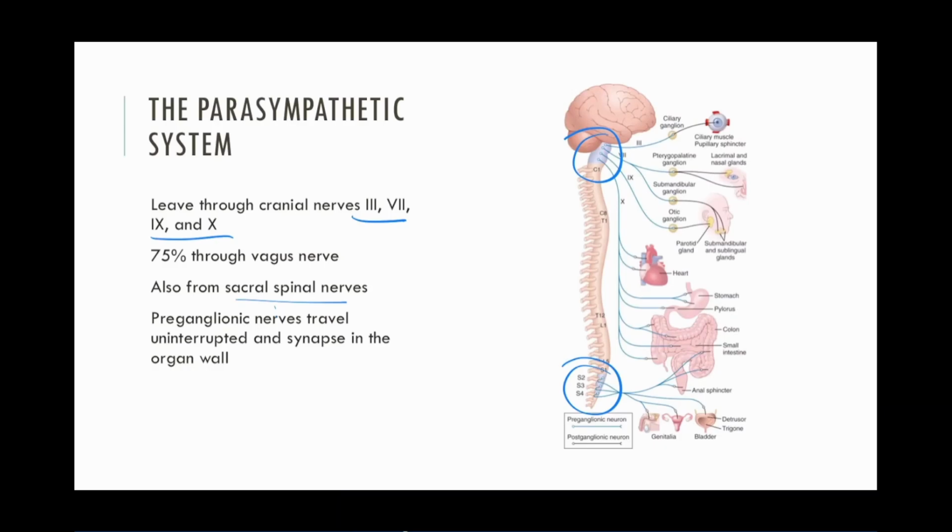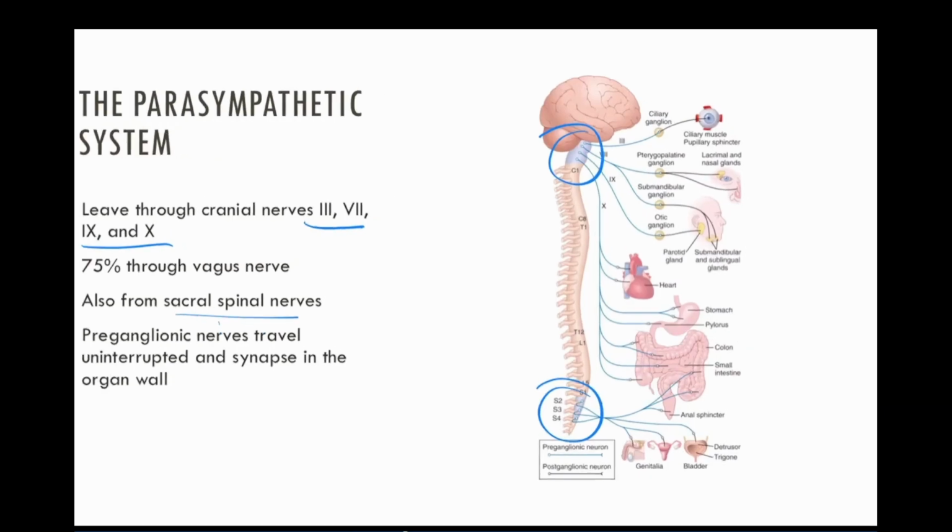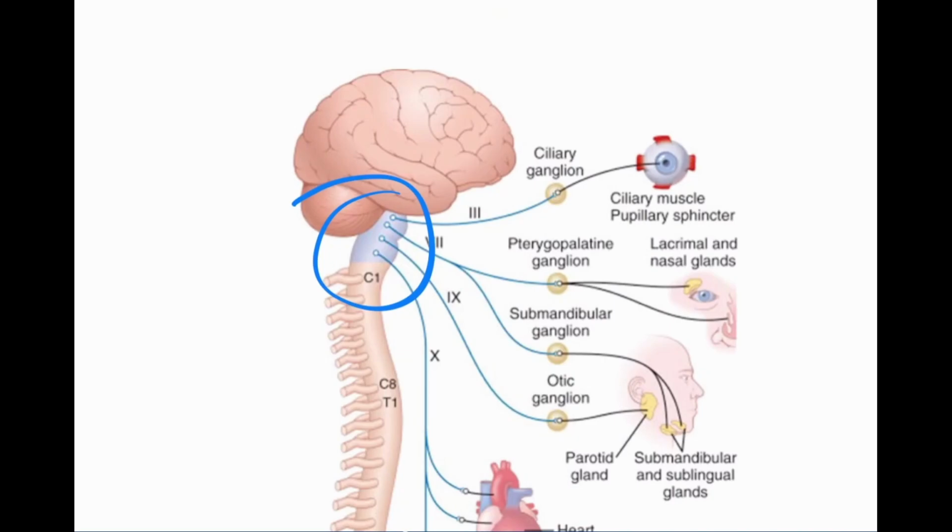Okay? So, you can see here in this picture, let's look at the ganglion and where they are. Preganglionic fiber for parasympathetic is very long. Postganglionic is short. It's the opposite. In the parasympathetic system, the preganglionic nerve is long, the postganglion neuron is short, because the ganglia for the parasympathetic system are out in the periphery.